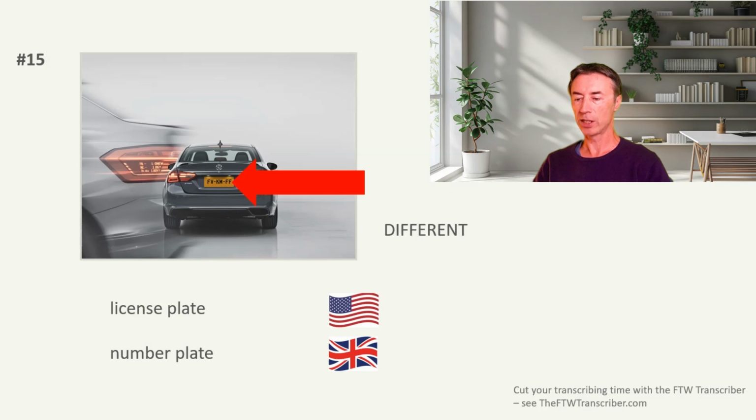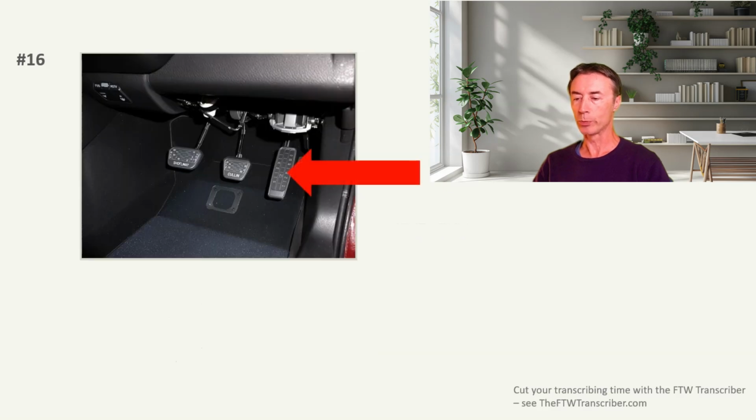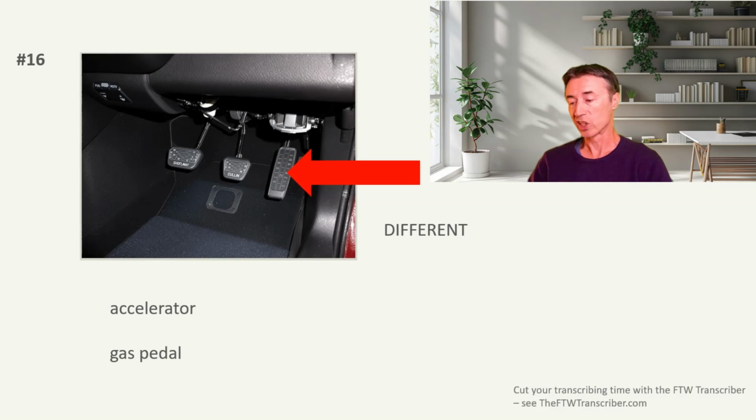And lastly, number 16. That thing that you press to make the car go faster. Same word or different words? Different. What are the two words? Accelerator and gas pedal, or just the gas. And which one's British, which one's American? Accelerator in Britain, and in America it's the gas pedal. And that's it.